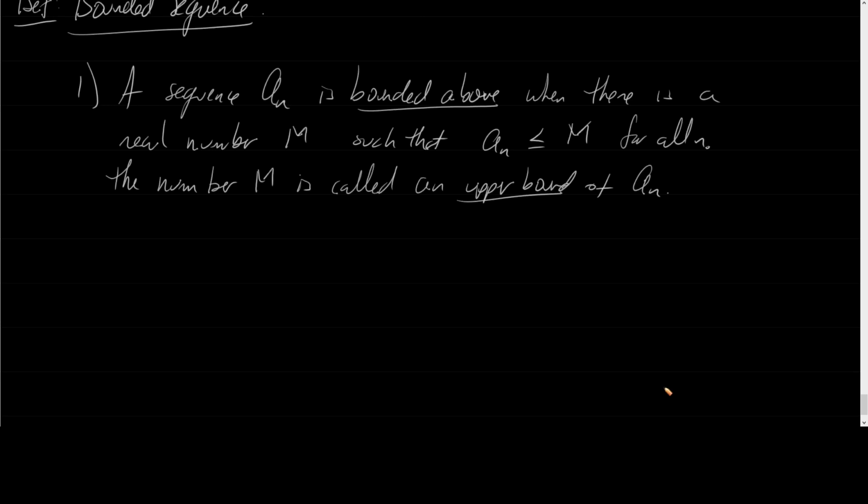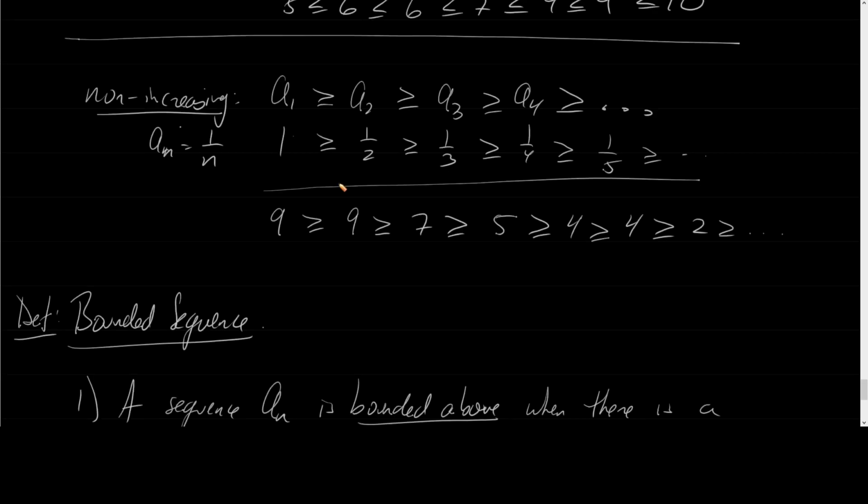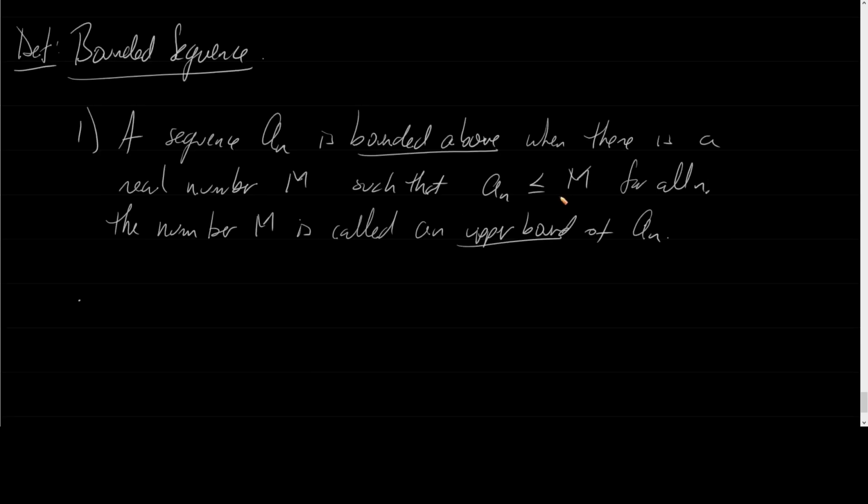All right, next definition. And in fact I already gave a sequence like that, right? Here, the sequence is bounded by 1 above. In here, this sequence is bounded by 9 above. That was the biggest possible value. So that's what we mean by bounded above.